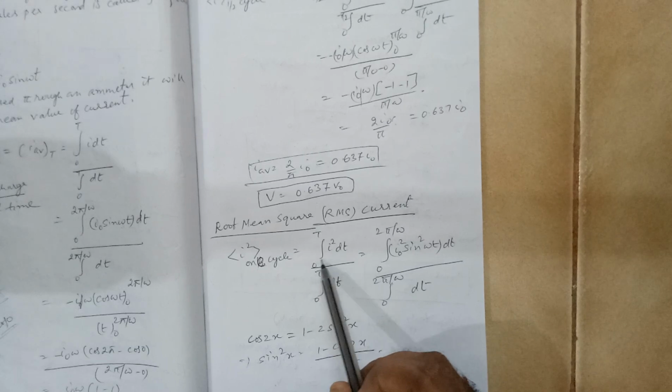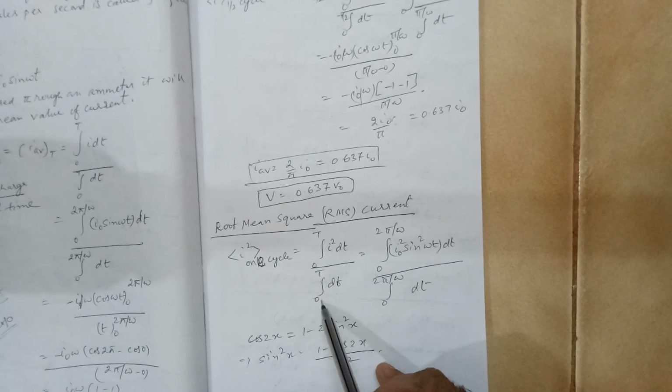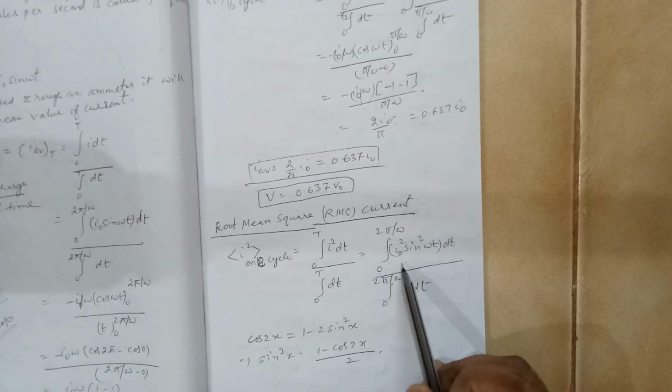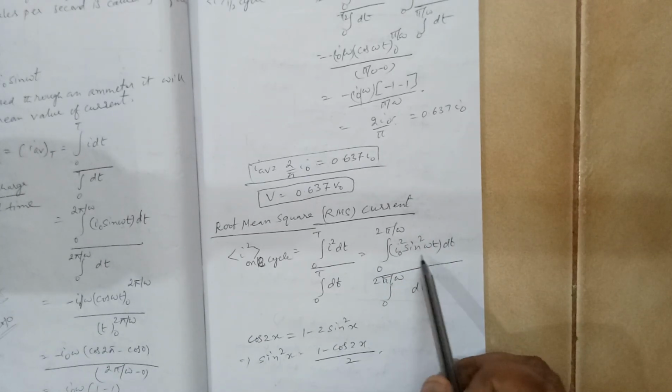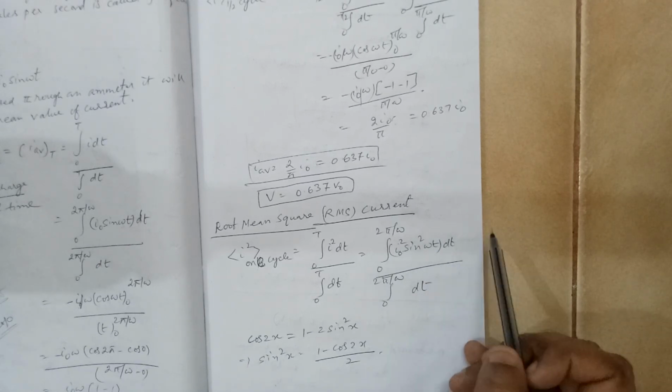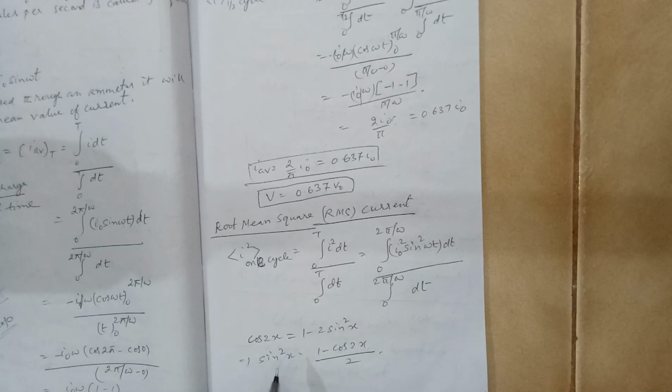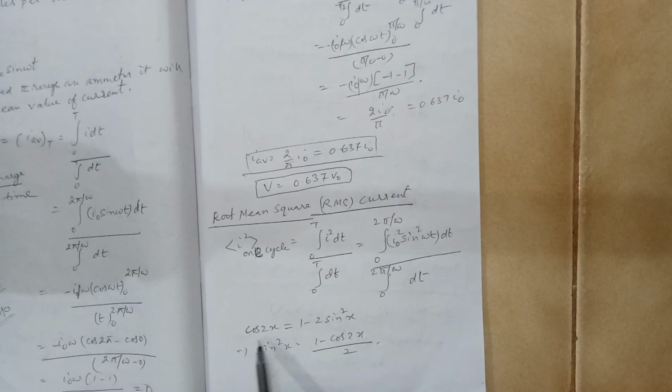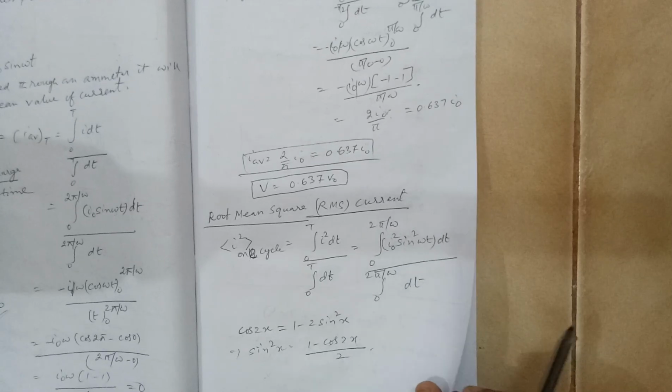It is the integration from 0 to t of I square dt divided by the integration from 0 to t of dt. So here you will get the integration of sin square omega t dt. This is like integration of sin square a dt. So here you have to do a little bit of trigonometry. You know that cos 2x is equal to 1 minus 2 sin square x. From here, 2x means what? Double angle, no? So sin square x is equal to (1 minus cos 2x) by 2. In the place of x it is omega t here.